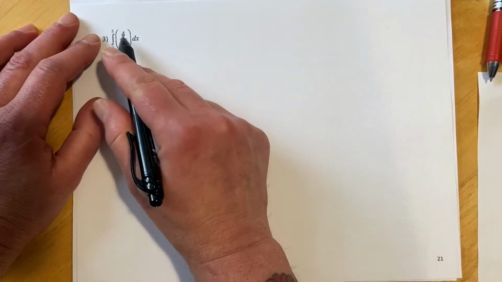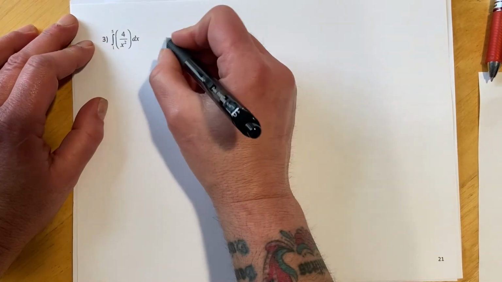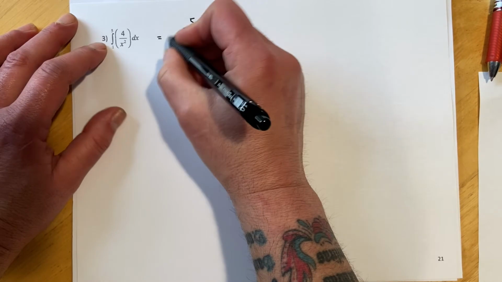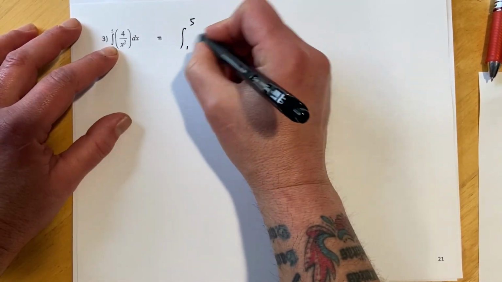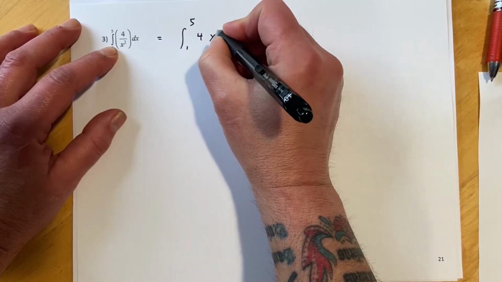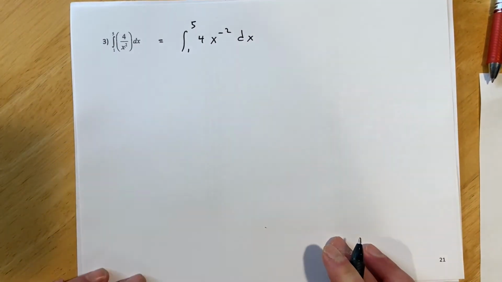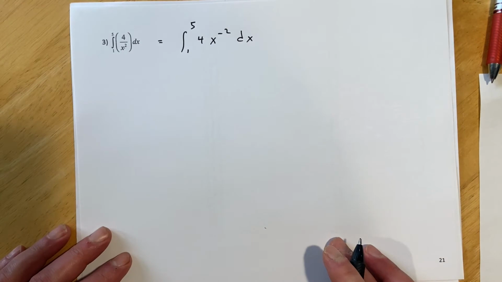Okay, so for this one, this is cool, we can do this. This is just going to be from 1 to 5, and then instead of writing that as a fraction, I'm going to switch that up to make it look more like a power. So just using my negative exponent to get where I can use my power rule.